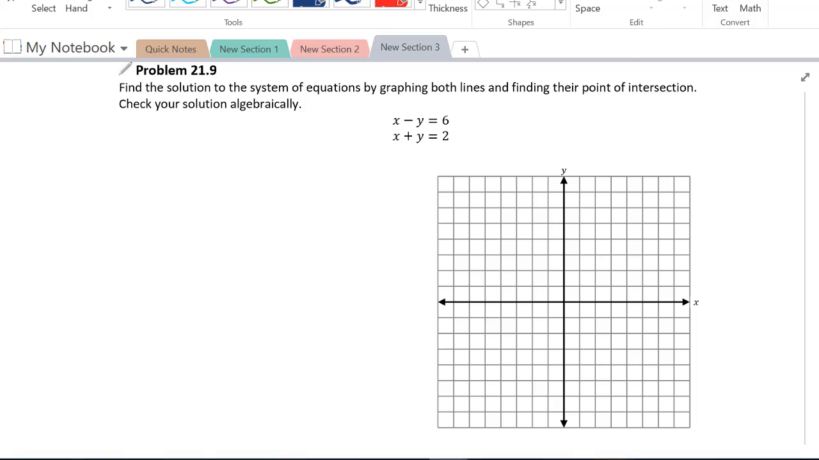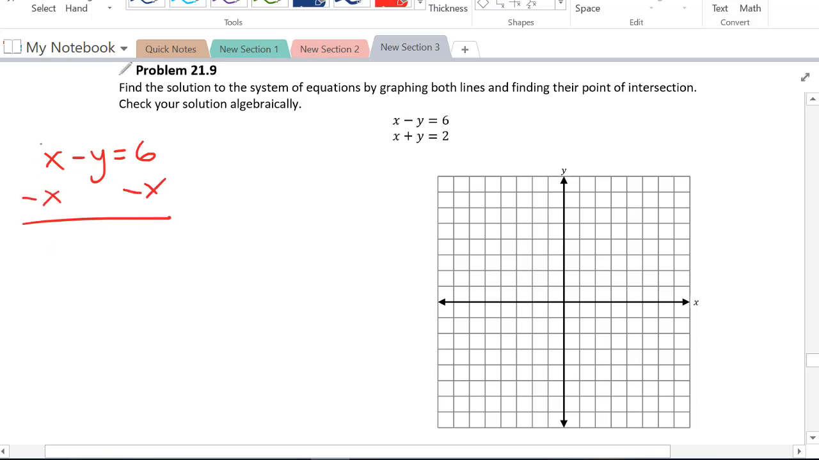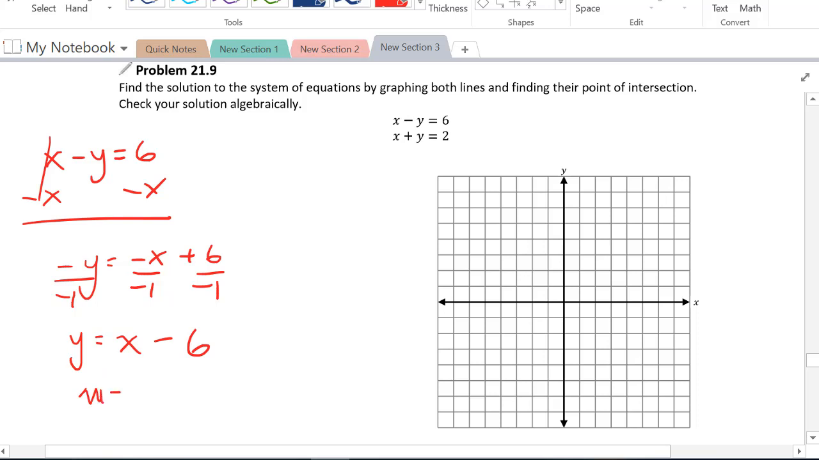All right, so for this problem, we're pretty much doing the same thing. We're going to take the first equation, x minus y equals 6, and we're going to plot it, right? So we're going to solve for y. So minus x to both sides. We get negative y equals negative x plus 6. And we can't have negative y, so divide both sides by negative 1. So we get y is equal to positive x minus 6. So what's the slope? The slope is 1 over 1. What's the y-intercept? 0, negative 6.